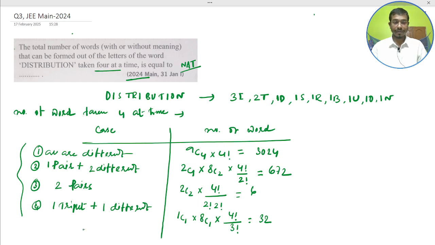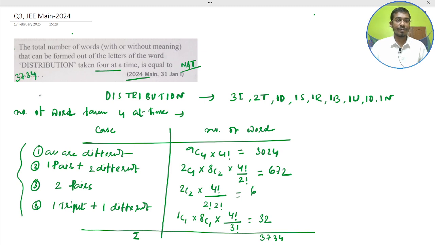So you have to find the total sum. Just add the sum and you would get 3734. In the NAT type question, you have to write the answer 3734. So 3734 would be our correct answer. Next, go ahead.